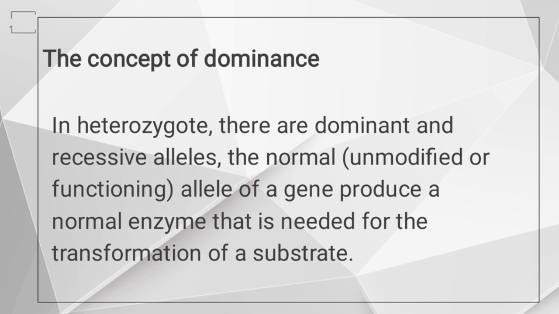The normal or unmodified or functioning allele of a gene produces the normal enzyme that is needed for the transformation of substrate. We call it a dominant allele.